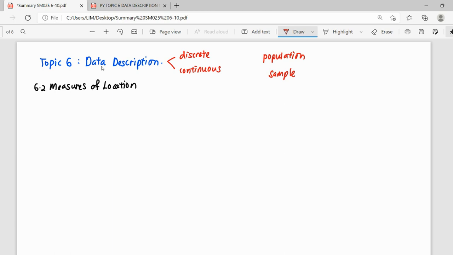Like you want to study students of matriculation. When we talk about population, you have to take the whole of Malaysia, all our matriculation students. Population means everyone, from Perak and everywhere else. So population is the whole group. A sample means maybe we just take from Perak only.